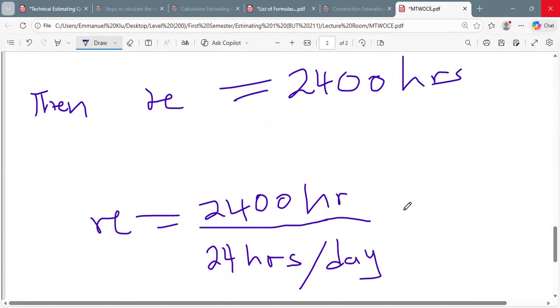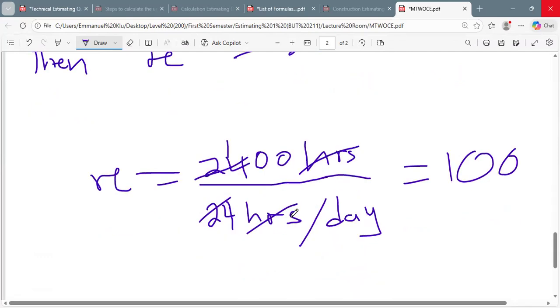Okay, so at the end of the day, you see what you're going to get. If this one takes care of this one, you realize that this 24 will go here how many times? So you're going to get 100 days. So x is going to be equal to 100 days. Good.